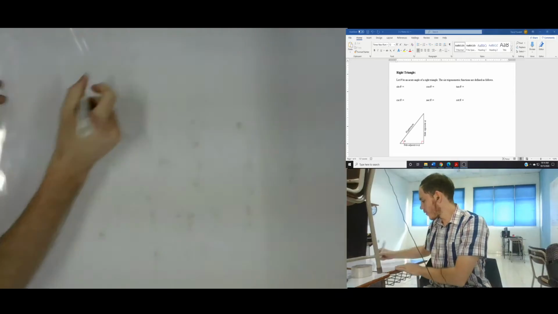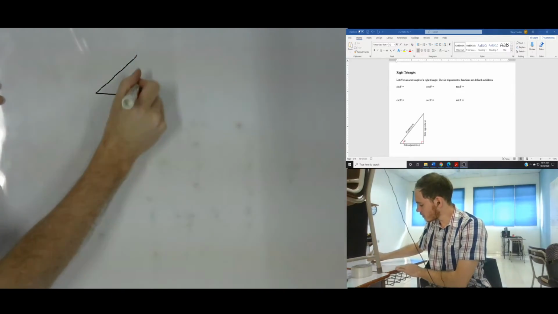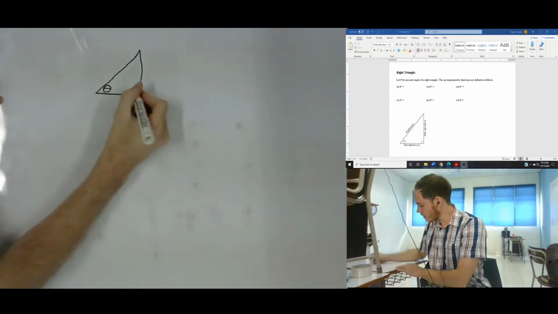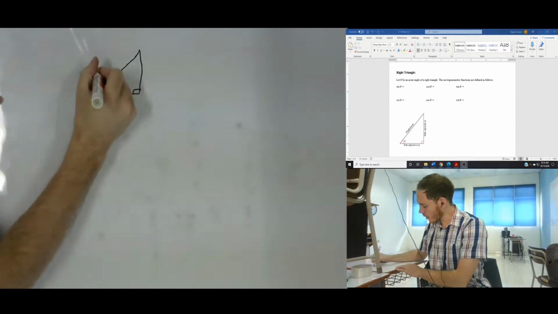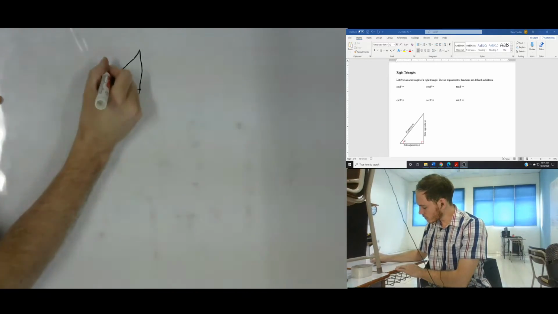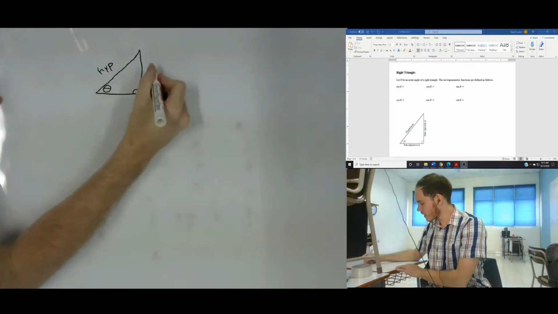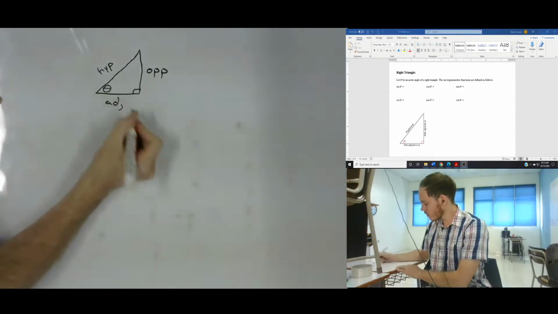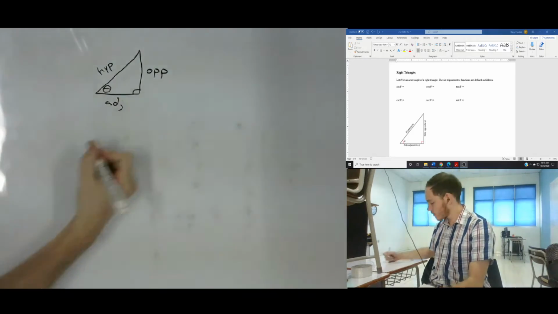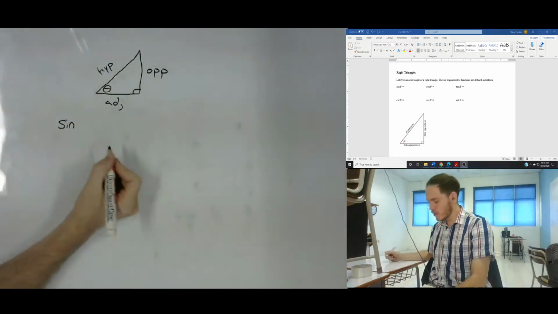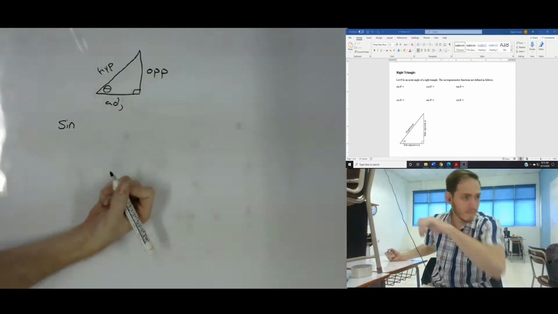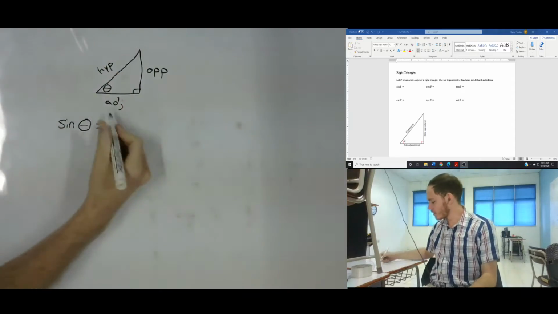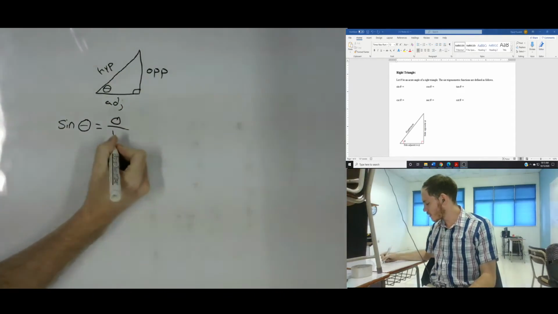So we have a right triangle. Apologies. And theta is right here. This is going to be our hypotenuse. This is going to be our opposite side. And this is going to be our adjacent. Okay? Now, sine. Sine of theta for right triangles is going to be opposite over hypotenuse.